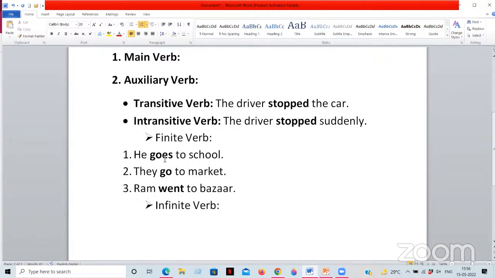Because see here, the main form of this verb is go. Now here we added es with it, which makes it singular because the subject is singular. Here the subject is plural, that's why we have used go. So they is plural, the verb is also plural. Now here Ram, it is talking about past tense, that's why it is went instead of go or gone. So when a verb changes according to the subject and the tense, that is what is called a finite verb. And when it doesn't change based on subject and tense, that is what is called an infinite verb.